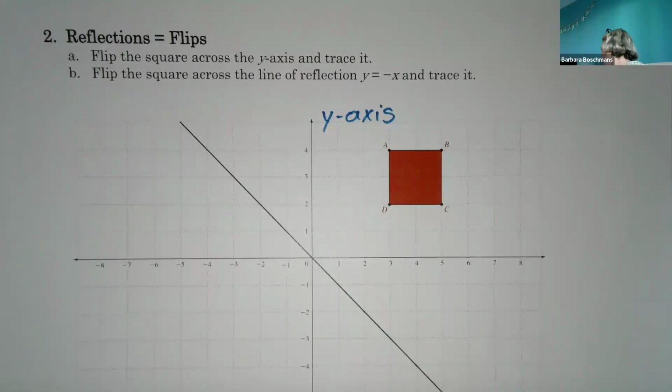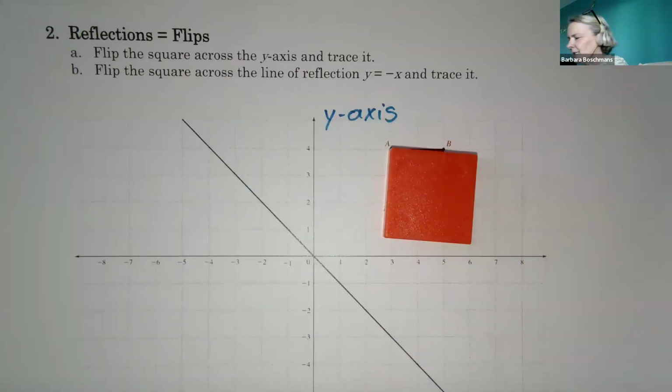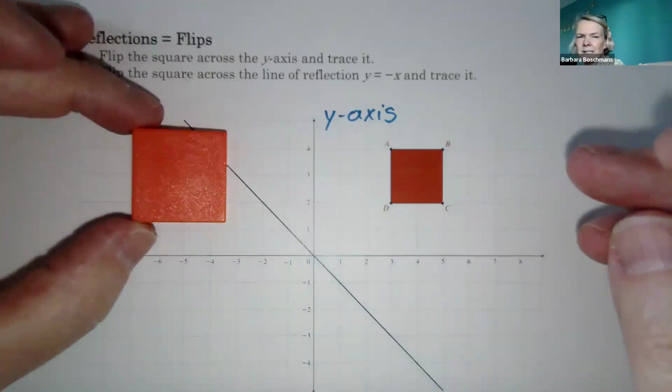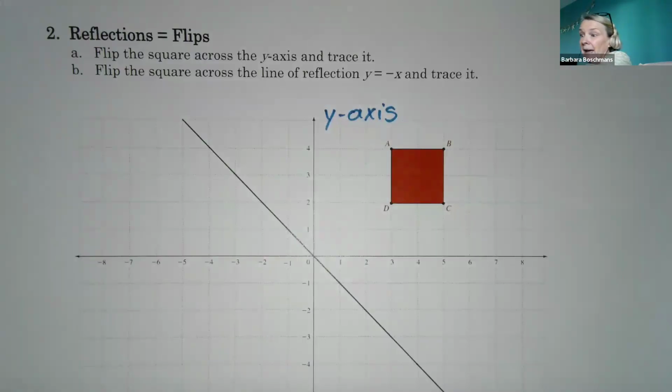So if I had the physical manipulative, and I still have, this kind of looks like our pattern blocks. They're not going to quite fit, they're bigger. But let's say I have this and I put a big dot here. If I flip it over the y-axis, I would no longer see that dot. So I see the backside of it.